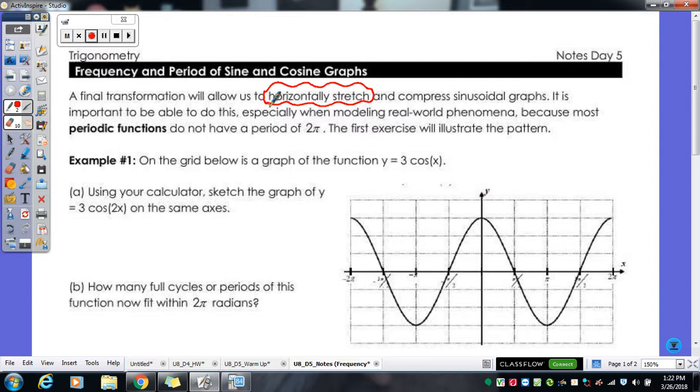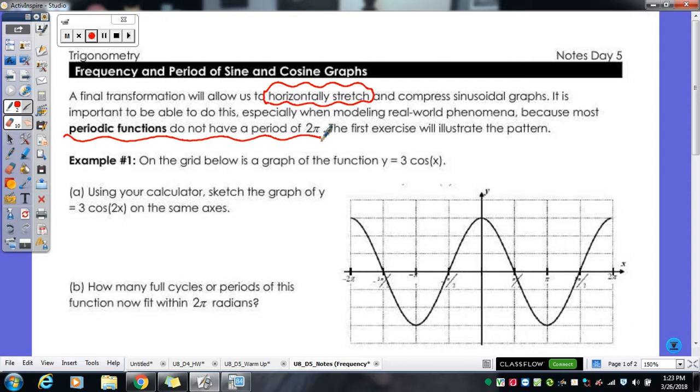So that means we're going to take the graphs and we're going to stretch them out nice and long, or you're going to shrink them up nice and tight. And this is our last transformation we have to do to these kinds of graphs. So it's important to be able to do this because when we go to modeling our real world situations, which is actually going to be our next day of notes, it's going to be about our periodic functions, and most of them do not have a period of 2 pi. So far, all of the ones we've graphed had a period of 2 pi. These ones will not.